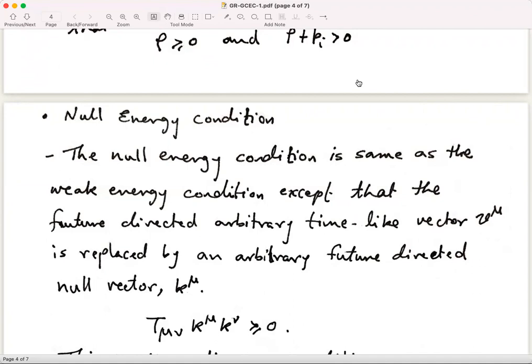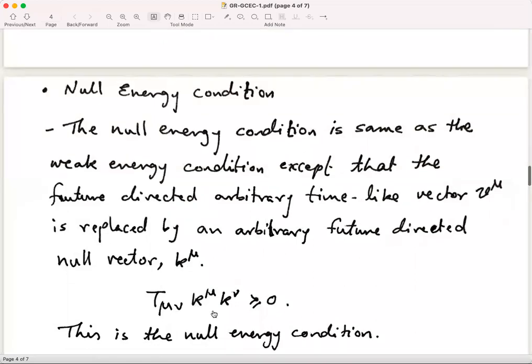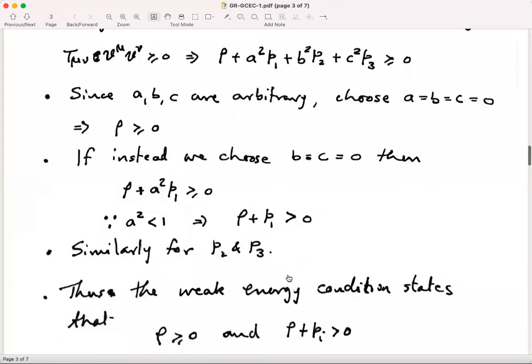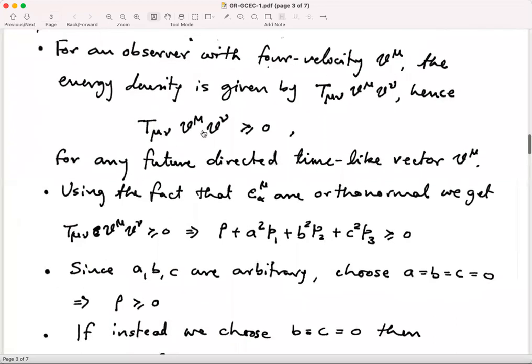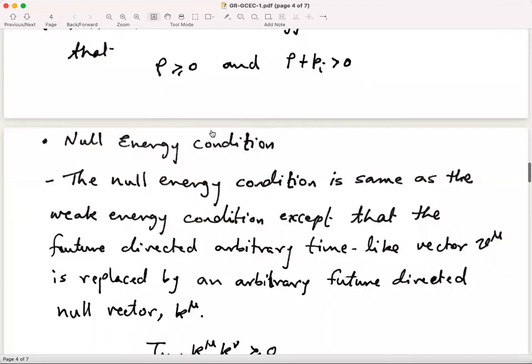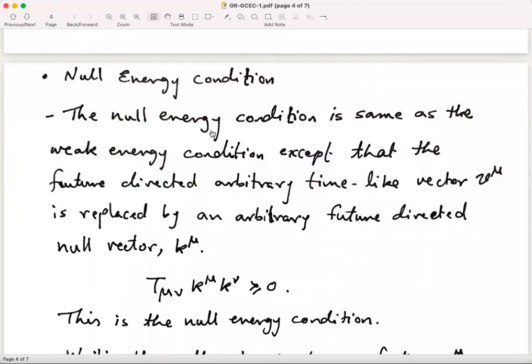In that case, our null energy condition becomes T mu nu K mu K nu greater than or equal to zero. Contrast that with T mu nu V mu V nu. In some sense, formally there is no change, except that instead of using time-like vectors, we are going to use null vectors. This condition, T mu nu K mu K nu greater than or equal to zero, is typically referred to as the null energy condition.